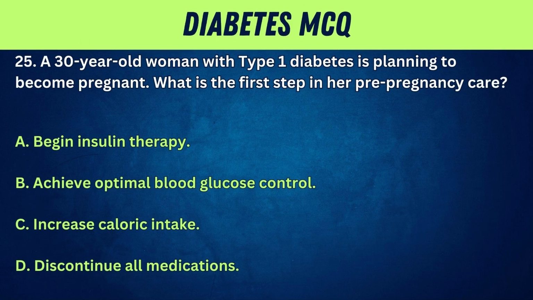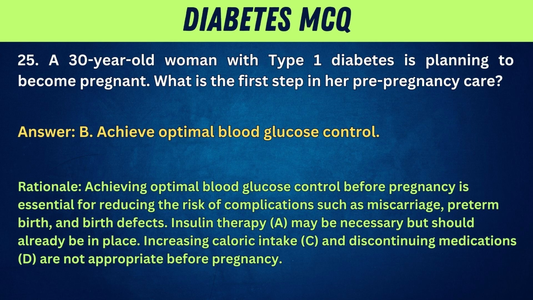25. A 30-year-old woman with type 1 diabetes is planning to become pregnant. What is the first step in her pre-pregnancy care? A. Begin insulin therapy. B. Achieve optimal blood glucose control. C. Increase caloric intake. D. Discontinue all medications. Answer: B. Achieve optimal blood glucose control.